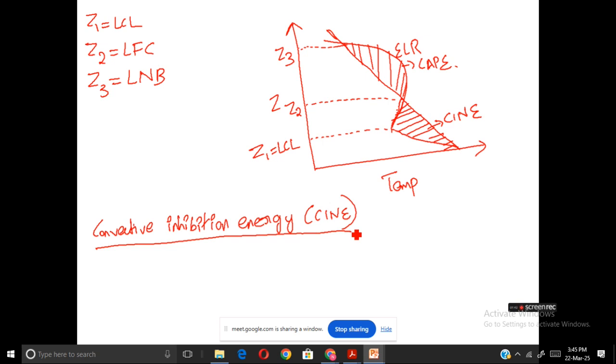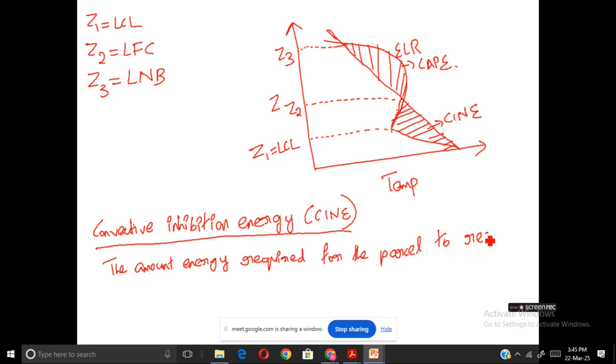So the amount of energy which the parcel should be provided to push it up to LFC or Z2. The amount of energy required for the parcel to reach LFC. This CIN is basically given by convective inhibition.